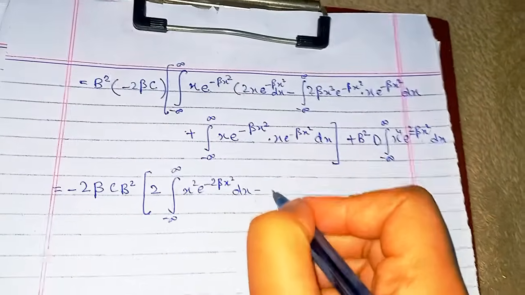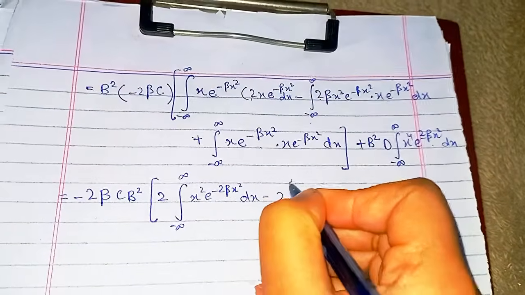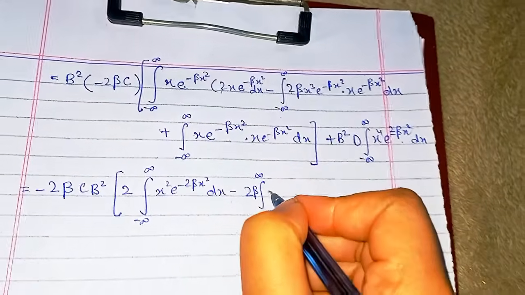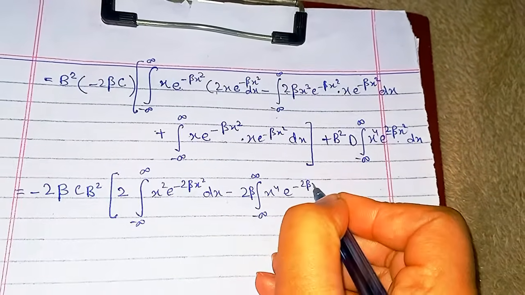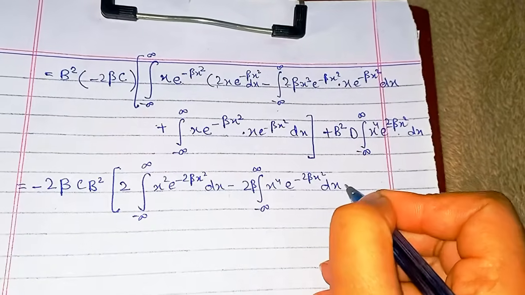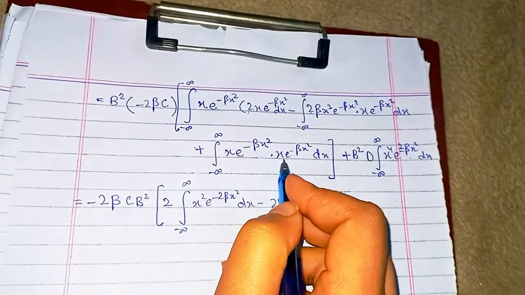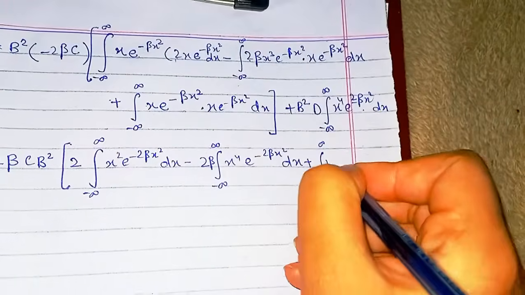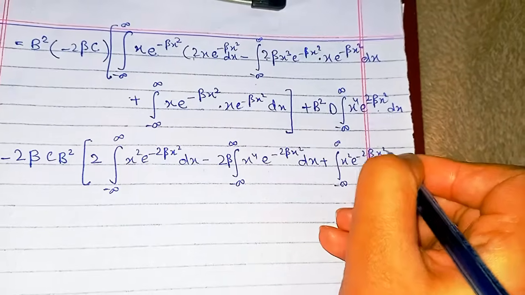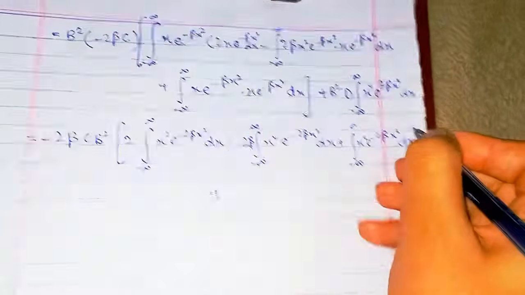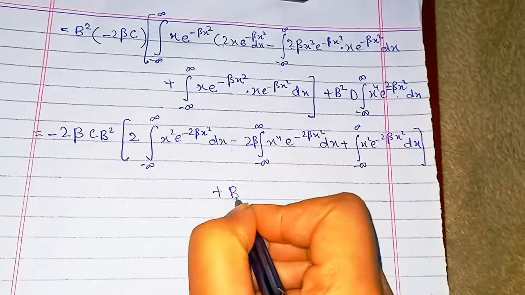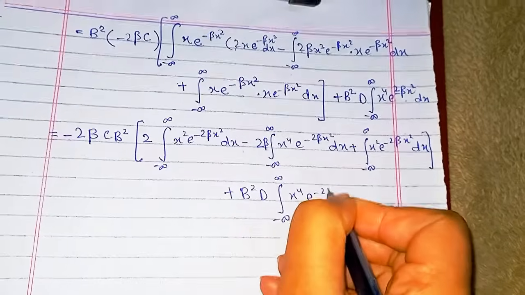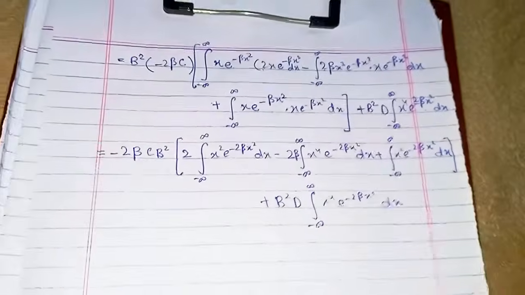minus, it's 2 here, it's beta as well, so beta x cube, and it's x, so it's x4 e to the power minus 2 beta x squared dx, plus there is no constant involved here, it's x squared e to the power minus beta x squared dx, then plus, bigger bracket close, plus b squared d minus infinity to plus infinity x4 e to the power minus 2 beta x squared dx.